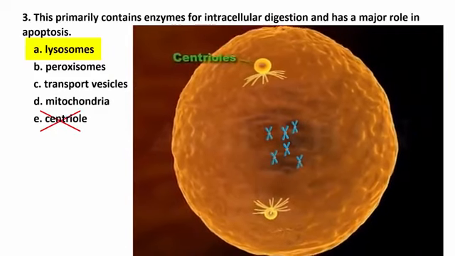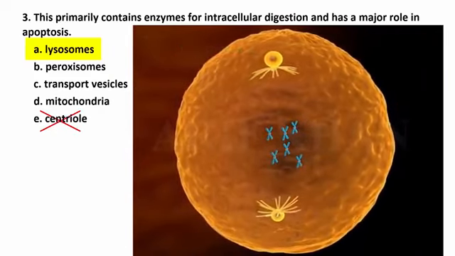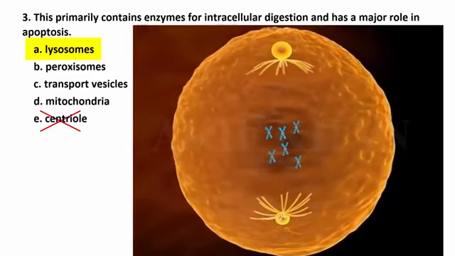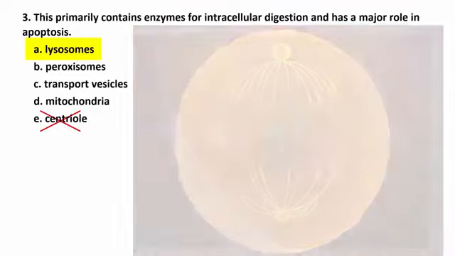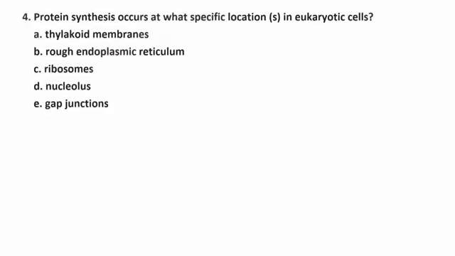But take note that plant cells do not have centrioles, but they can still undergo mitosis, so it's not really logical to state that centrioles are required for cell division to occur. Number 4, protein synthesis occurs at what specific location in eukaryotic cells?